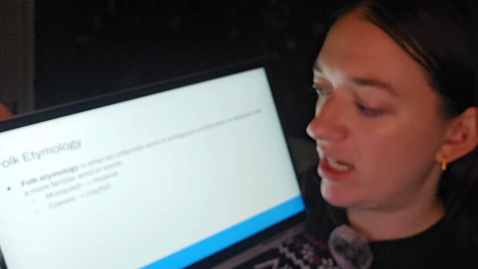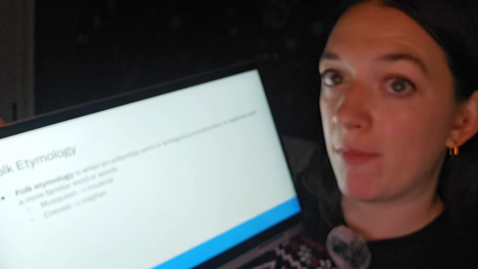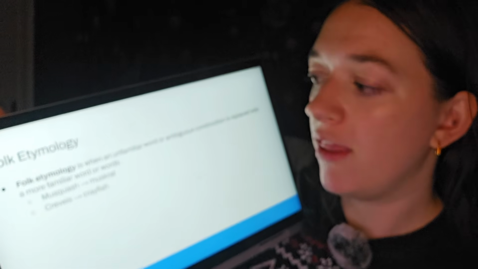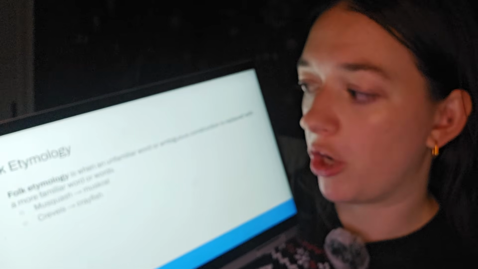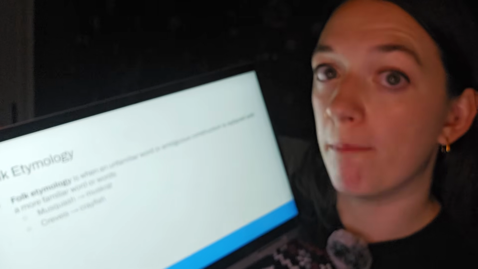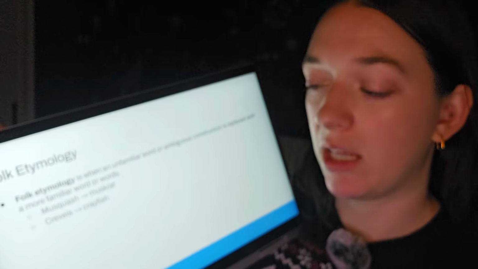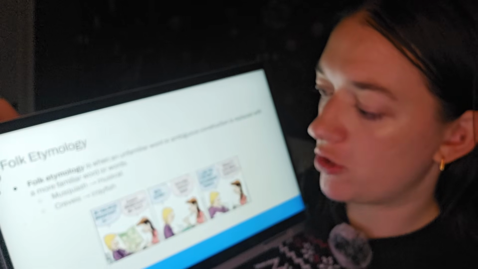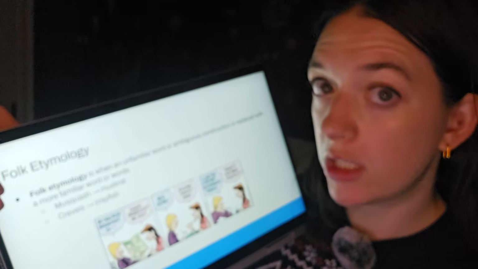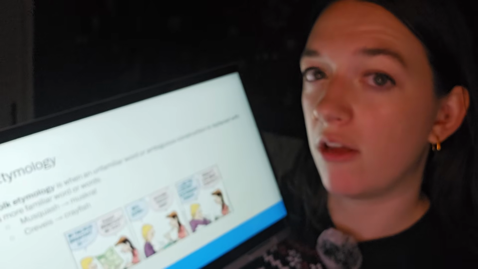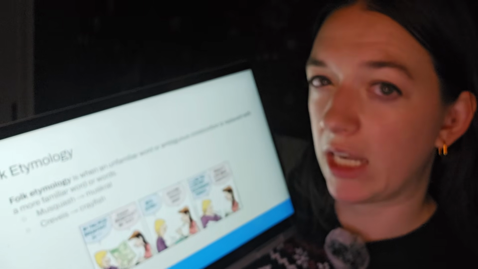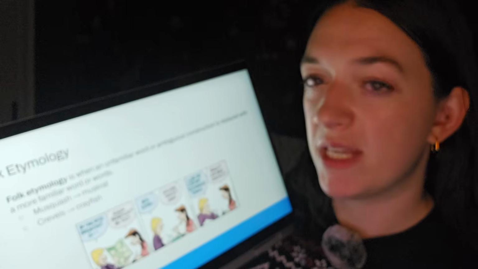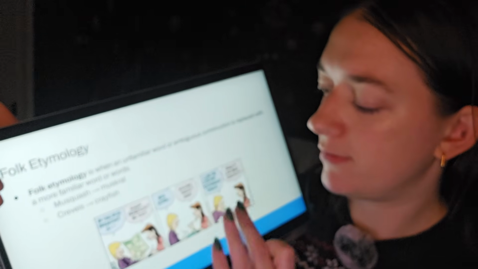Same with crevesse, which became crayfish. This unfamiliar French word was replaced with two more familiar sounding English words. You can also hear this in things like eggcorns, which are kind of playful misunderstandings or mishearings of words.